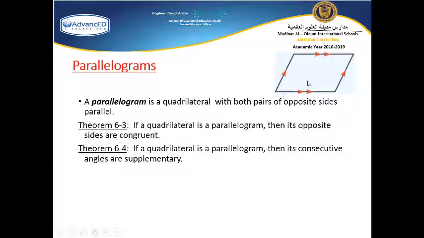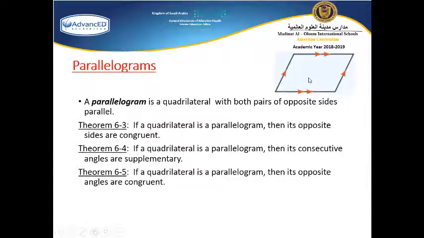The second theorem: if a quadrilateral is a parallelogram, then its consecutive angles are supplementary. This angle and the next one, their sum is 180. This angle and the next one on the same side are supplementary. Their sum is 180. The third theorem: if a quadrilateral is a parallelogram, then its opposite angles are congruent.